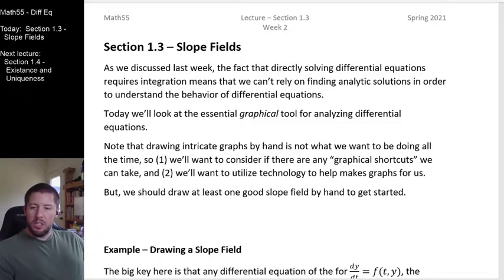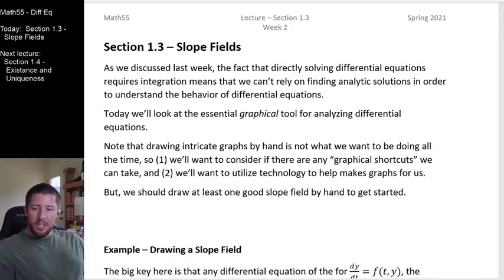Analytic solutions mean you can write a closed form equation, a y equals equation that directly and explicitly describes the solution. It's not reasonable to think that there's necessarily an analytic technique that's going to handle everything for us. So what we want to do today is look at a graphical tool to help us understand differential equations.